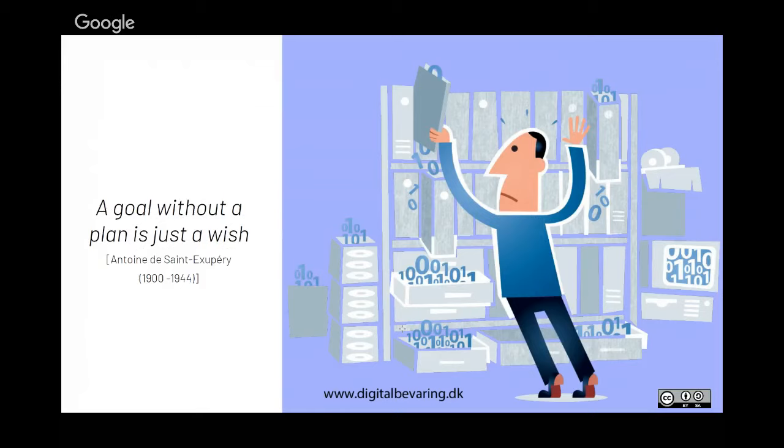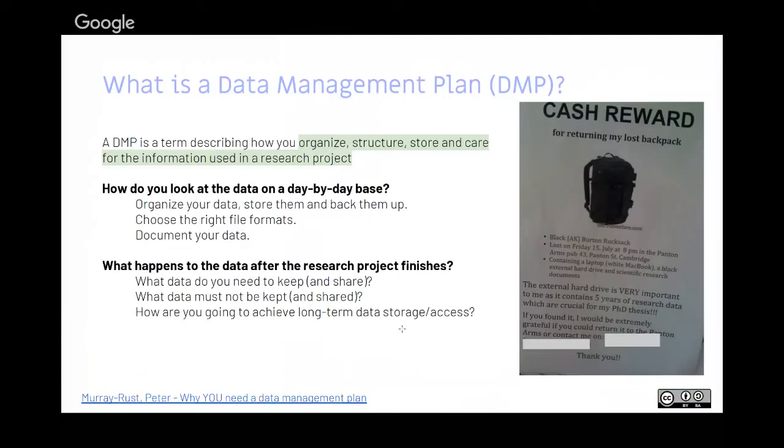Of course, if you wish to do everything like this and you don't have a plan, a goal without a plan is just a wish. So we have to have a plan. I'm going to spend the last 5 minutes to say, what is a data management plan? Some people believe that it's something very scary, that you have to be an IT person to be able to actually write a data management plan. But it's simply something that describes how we're going to organize, structure, and care about the information that you're going to produce in a research project.